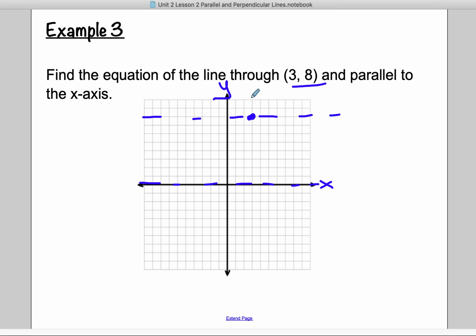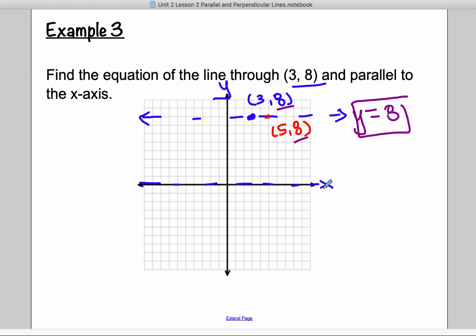And then I ask you, is this an x equals or a y equals equation that I have here? If you're not sure, you could plot another point. I'm going to go here. This would be the point 5, 8. If you look at your two ordered pairs, you will notice that your y values are both the same. So this is the equation y = 8. So that is the equation of the line that is parallel to the x-axis.